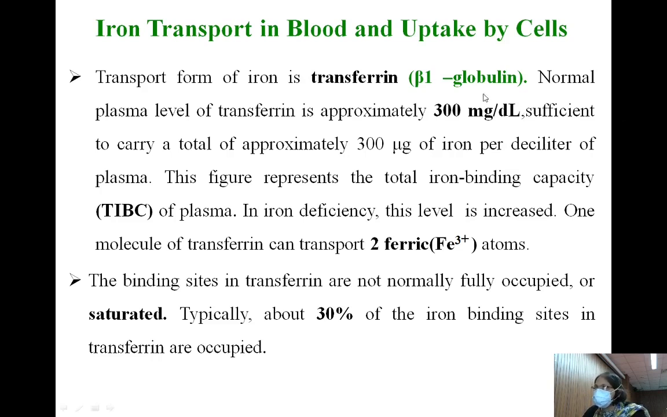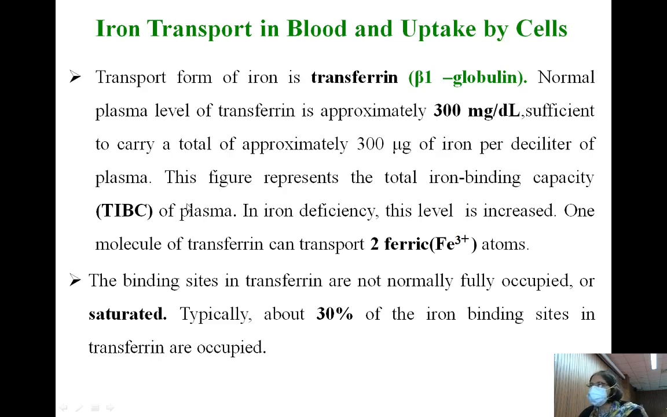So 300 mg per dl of this transferrin is sufficient to combine with 300 microgram, not milligram, of the iron per deciliter of the plasma. These figures represent the total iron binding capacity of plasma, isn't it? This is not transferrin saturation. The normal concentration of the transferrin in the plasma is 300 milligram per dl, and this is sufficient to carry approximately 300 microgram of iron per deciliter. This is the total iron binding capacity.